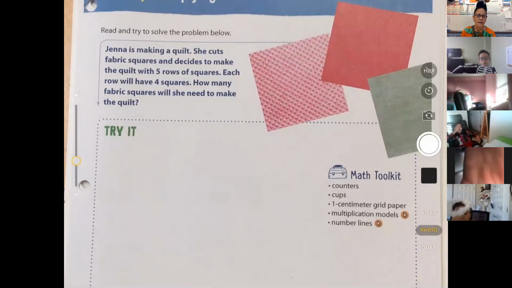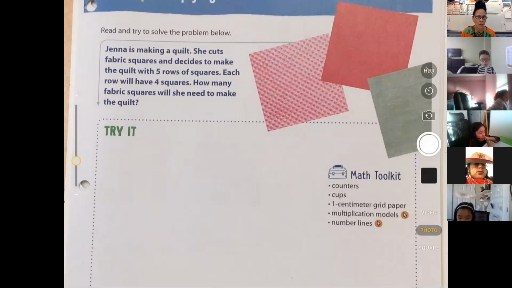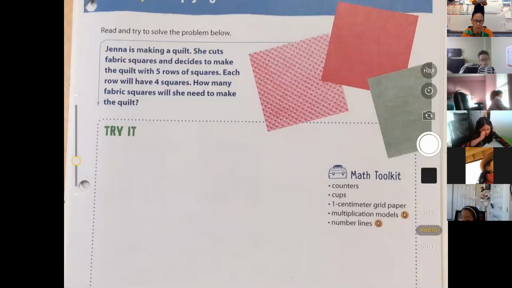Jenna is making a quilt. She cuts fabric squares and decides to make the quilt with 5 rows of squares. Each row will have 4 squares. How many fabric squares will she need to make the quilt? Again, friends, close reading is very, very important here.